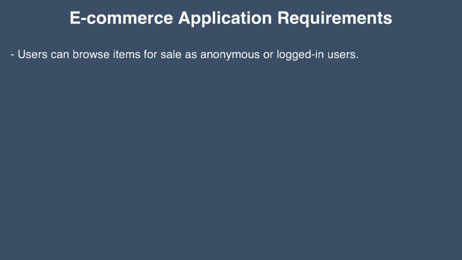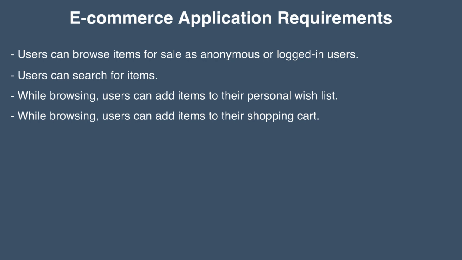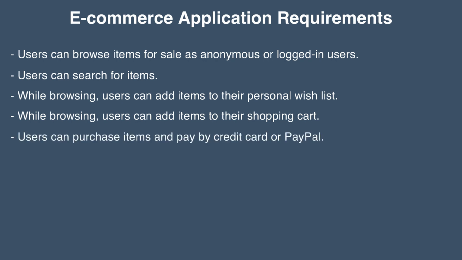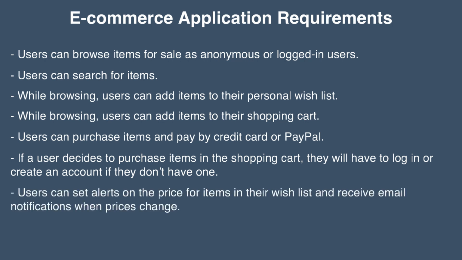Users can browse items for sale as anonymous or logged-in users. Users can search for items. While browsing, users can add items to their personal wish list. While browsing, users can add items to their shopping cart. Users can purchase items and pay by credit card or PayPal. If a user decides to purchase items in the shopping cart, they will have to log in or create an account if they don't have one. Users can set alerts on the price for items in their wish list and receive email notifications when prices change.